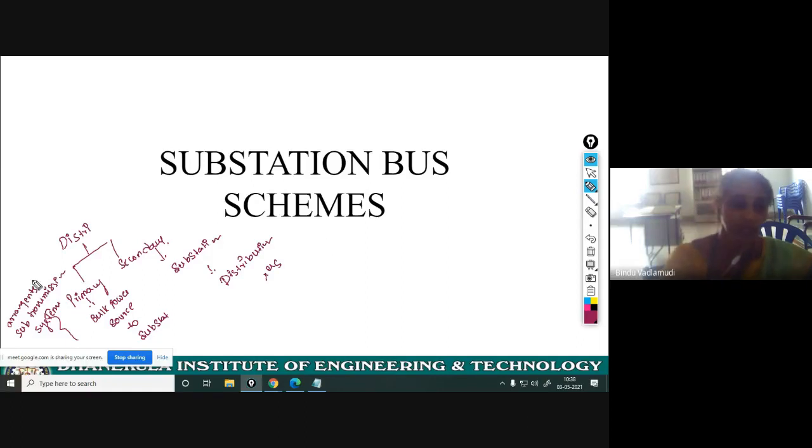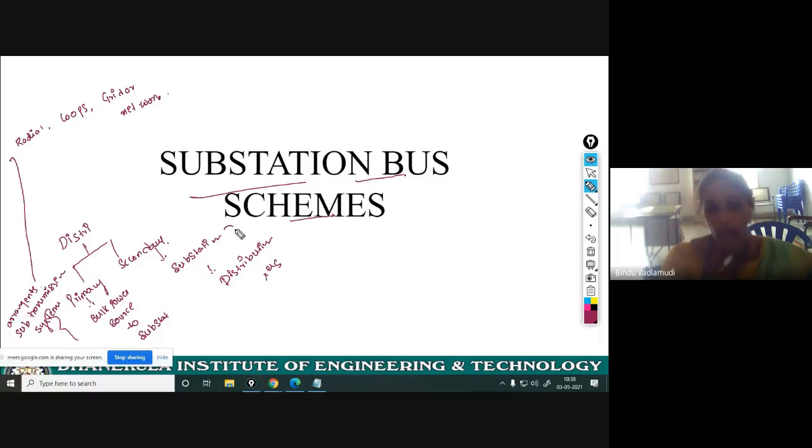What are the sub-transmission systems? Radial, loop, and grid or network type. Don't get confused. And substation bus schemes means we are moving to the secondary distribution system. This is the connection from the substation to the distribution transformer. The arrangements from the substation to the distribution transformer are called substation bus schemes.